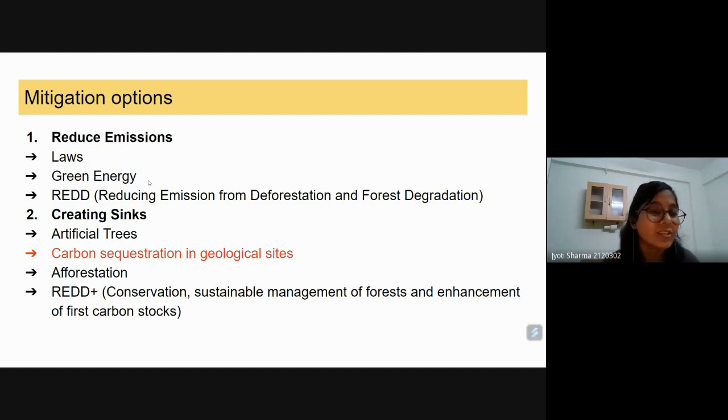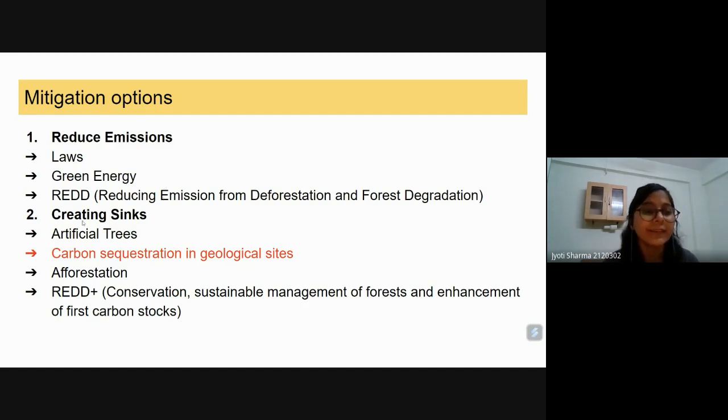Then the green energy. If energy is being extracted in a sustainable manner, if we are not getting the energy from fossil fuel but from, let's say, the hydrogen cell, then this kind of green energy can also reduce the emission. Then we have REDD, which means reducing emission from deforestation and forest degradation. If we are not doing the degradation, and if we are not doing the deforestation, then we are reducing the emission.